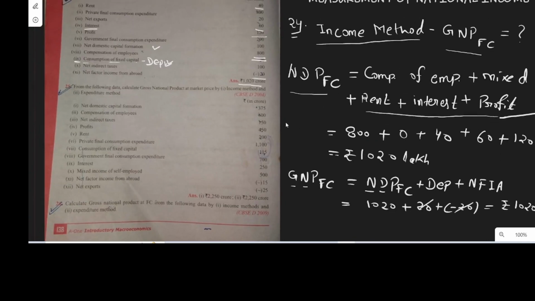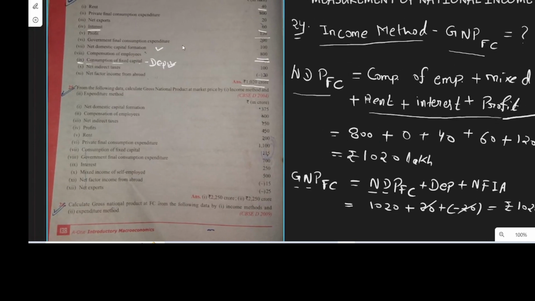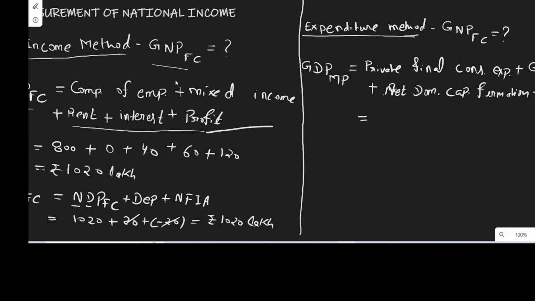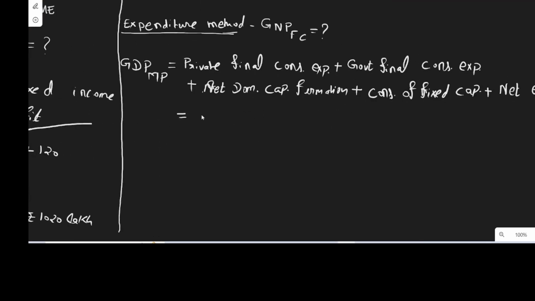So I shall see the values now. Private final consumption expenditure is 800, government final is 200, net domestic capital formation is 100, consumption of fixed capital is 20, and net exports is also 20. So I write here private final 800, government final 200, net domestic 100, consumption of fixed capital 20, and net exports 20. When we add them: 800, 1000, 1100, and 40, that is 1140 lakh rupees.